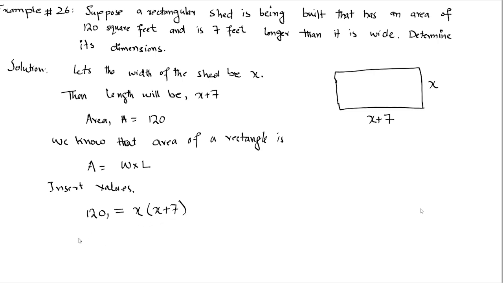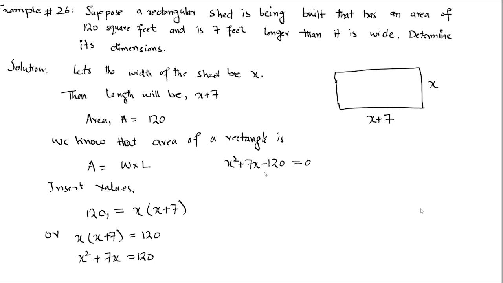So we can write it like x into x plus 7, swapping the sides, equals 120. Now multiply x. So we have x square. X multiplied with x is x square. X multiplied with 7 is 7x is equal to 120. Now we will take 120 to the left hand side, so we have x square plus 7x minus 120 is equal to 0.